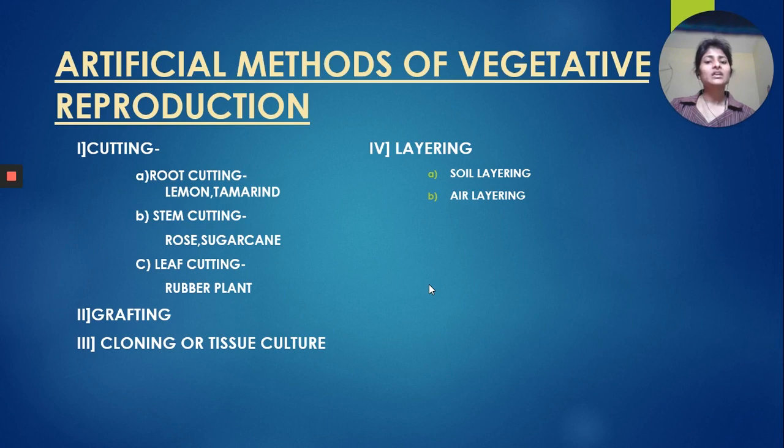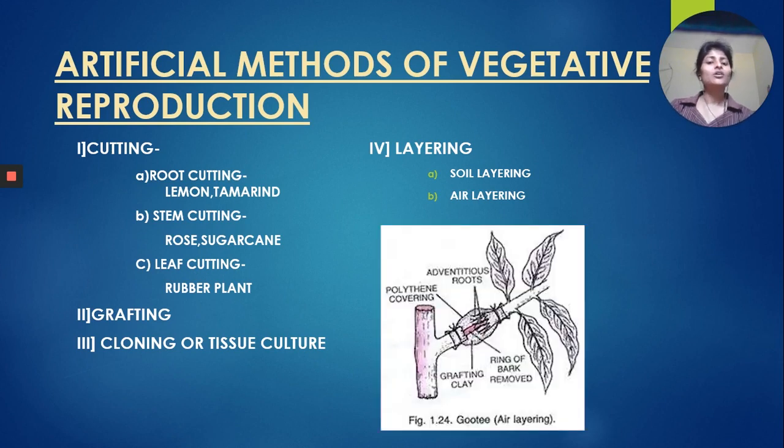Second process, air layering. Air layering is particularly done when a branch of the plant cannot be bent towards the soil. Then air layering is done. It is also called gootee, in which the bark region is cut and separated, and that particular area is covered with some moist soil for the growth of roots, and it is tightly packed with polythene sheet. After some time root growth takes place, and after that the plant is detached from the parent plant and can be shifted to another part of the soil. That is how air layering is done.